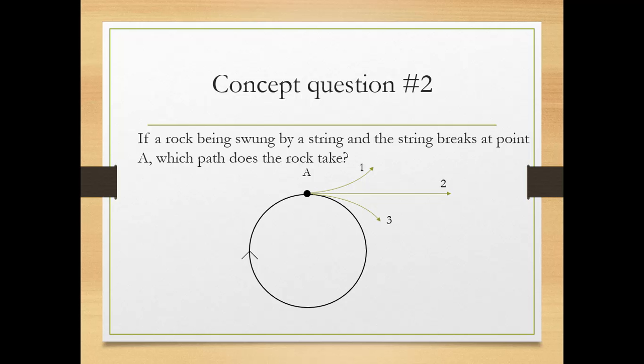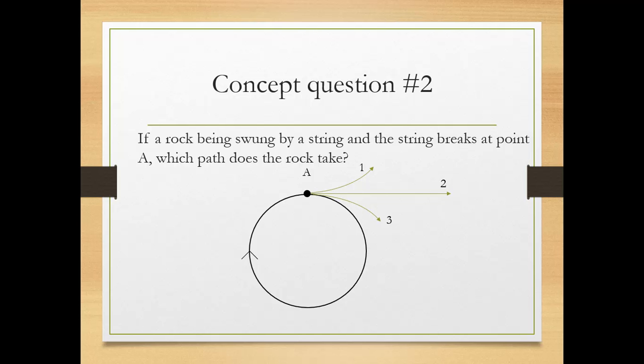The second concept question I have is, let's say we're swinging a rock by a string in this circle. Let's just assume we're looking at this from the top down and this is a horizontal circle, so we don't need to worry about gravity at all. We're just looking at how this thing is moving in a horizontal direction. And let's say when the rock gets to point A, the string breaks. Which of these three paths does the rock take?